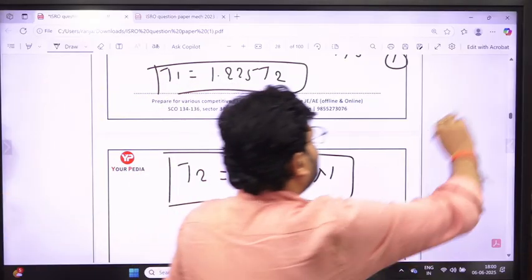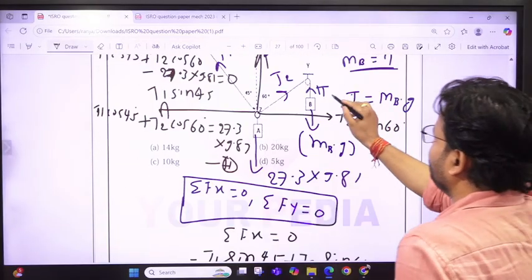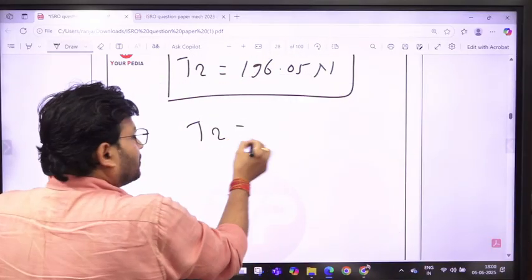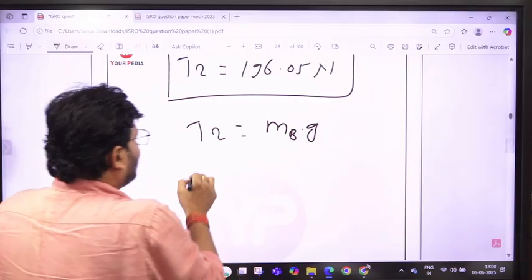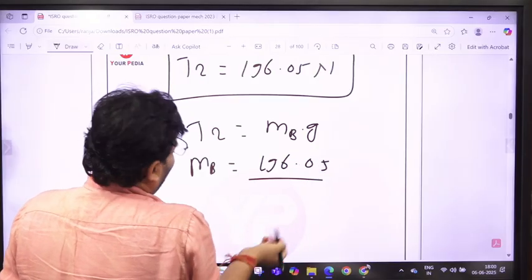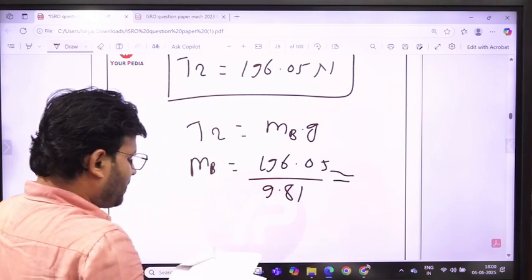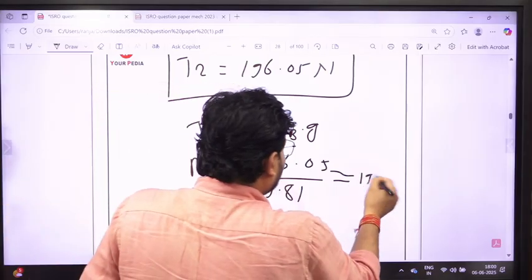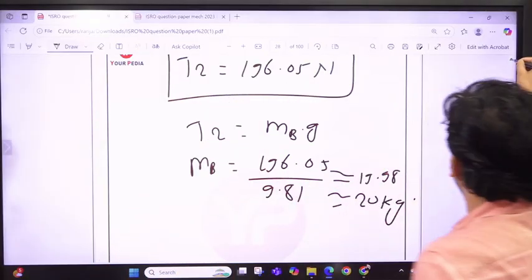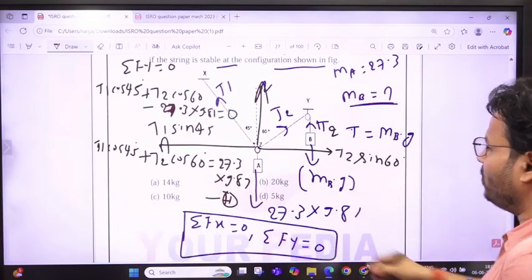And now my dear friends, use that concept there: T equal to mg. So T2, my dear friends, is T2 because of a single string. So can I say T2 equal to mB into g? So what will be mB? It will be 196.05 upon 10, or you can say 9.81, but 10 will be g. By solving that, the value is coming out to be approximately 19.98, or we can say 20 kg. So the answer is coming out to be 20 kg. Option B is the right answer.